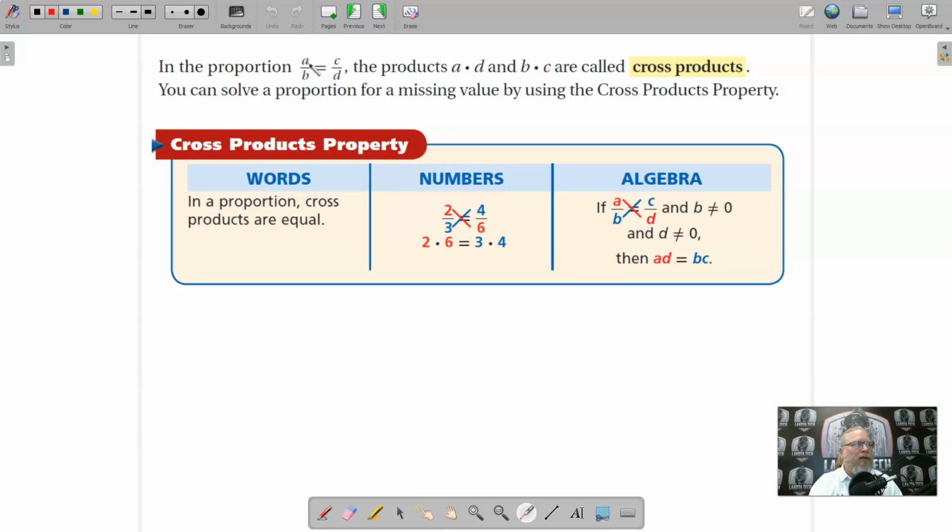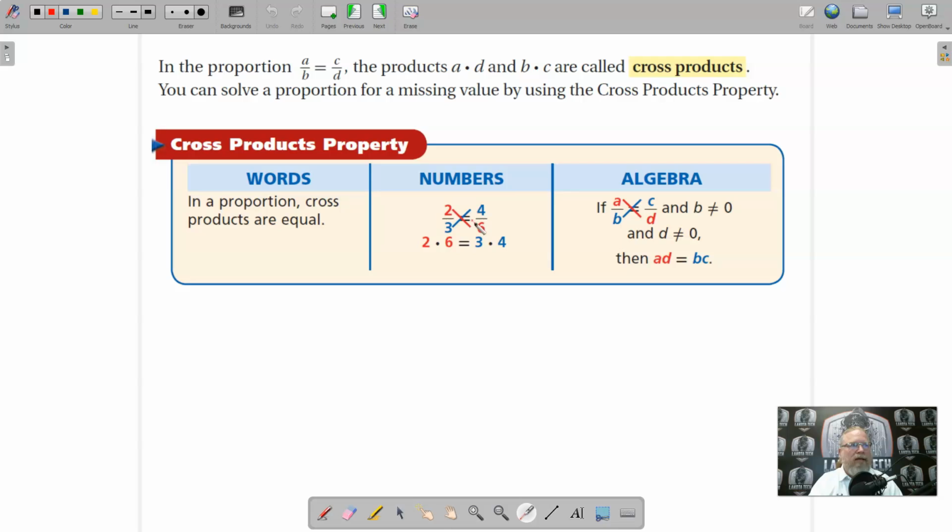So in the proportion A is to B as C is to D, the products A and D and B and C are called cross products. You can solve a proportion for a missing value by using the cross products property. So in words, we say in a proportion, cross products are equal.